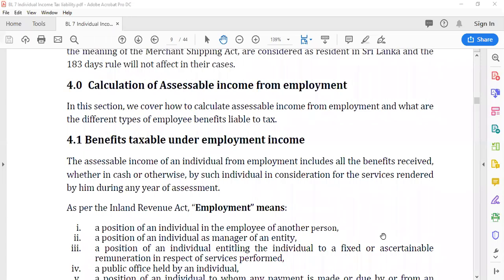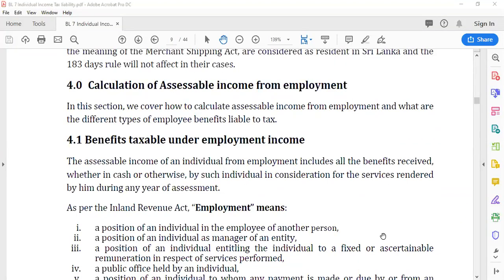In general terms, when we say income from employment, we include only the cash benefit: salary, allowances, and bonuses. Other benefits, like vehicle benefit, housing benefit, uniforms, telephone charges, and electricity bills paid by the companies, are normally not taken into consideration as income.